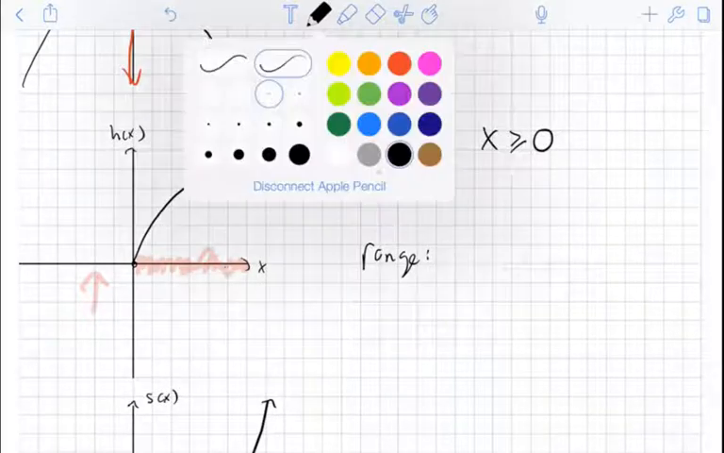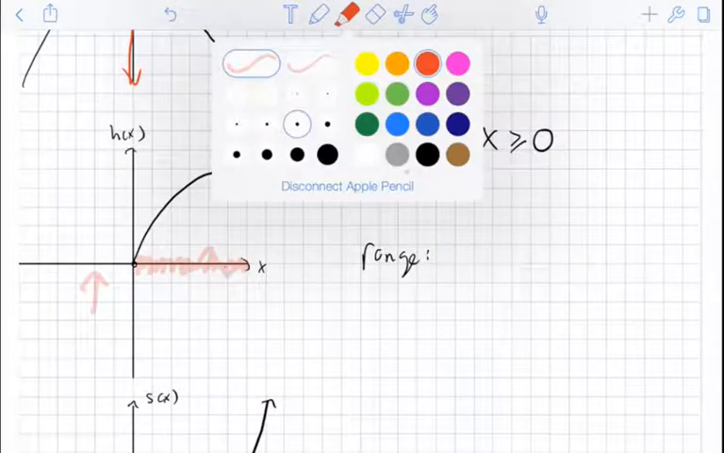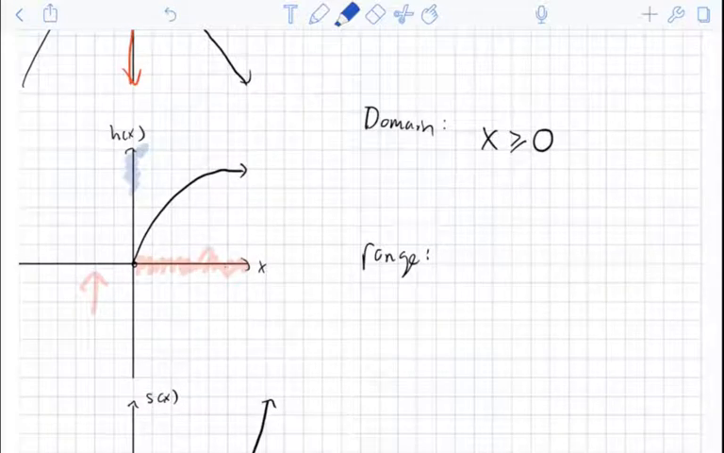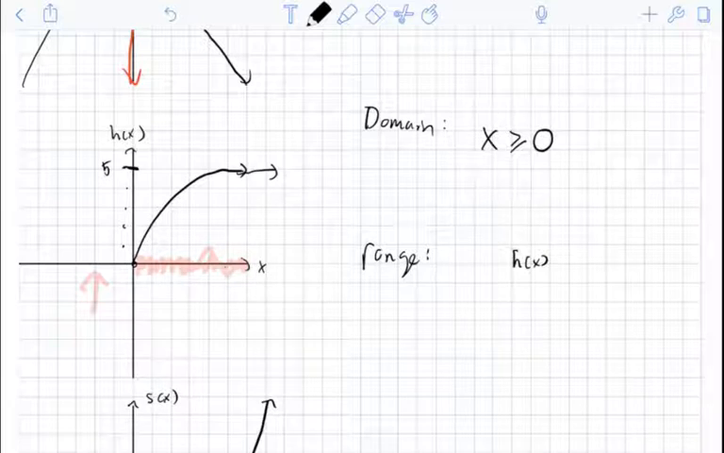Same thing for the y-axis, the vertical axis. All these points along the vertical axis, well, hold on. You know what? It looks to me like this gets flat. So let's say that it's 1, 2, 3, 4, 5. The output, h of x, is going to always be between 0 and 5.